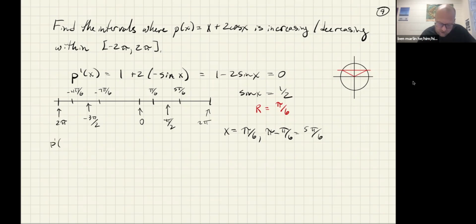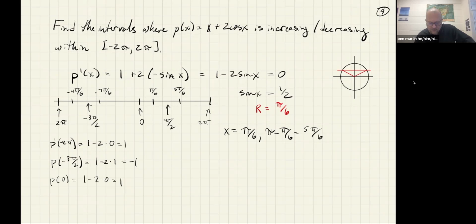So p prime of 2 pi, we're saying 1 minus 2 times the sine of 2 pi is 0. Then p of, I said 2 pi, I meant minus 2 pi, sorry. P of minus 3 pi over 2 is 1 minus 2 times, okay, minus 3 pi over 2. The sine of 3 pi over 2 would be negative 1, but because this is negative 3 pi over 2, you get a positive 1. So we end up with a negative 1 out of that. And then p of 0 is 1 minus 2 times 0, which is a positive 1.